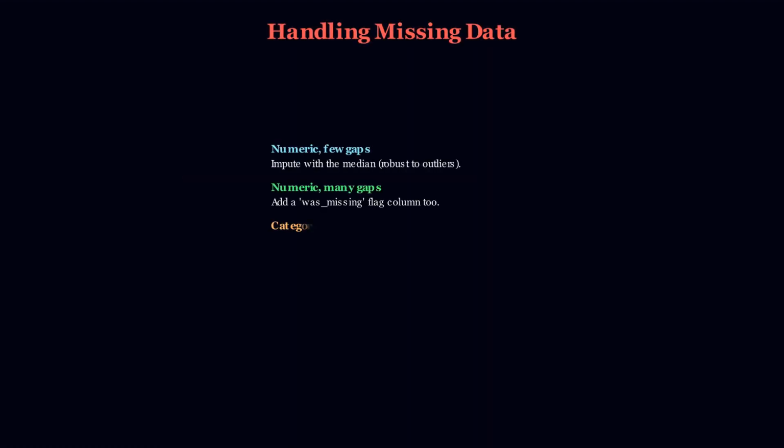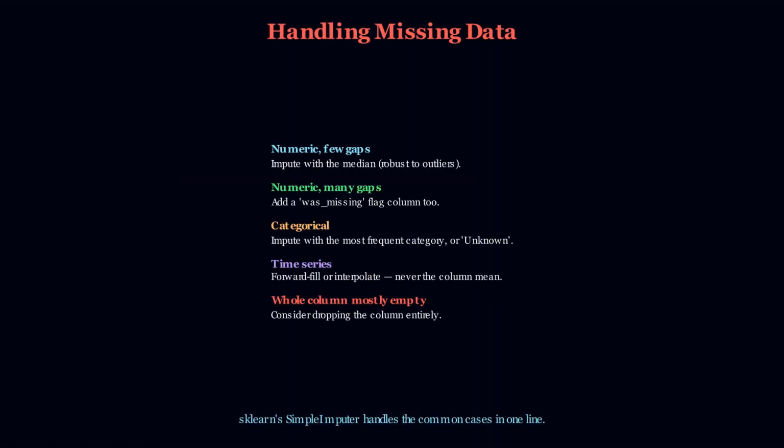Missing data isn't one problem. It's several, depending on context. Numeric column, a few gaps, impute with the median. Numeric column, many gaps, add a was-missing flag too. Categorical column, impute with the most frequent value, or unknown. A column that's mostly empty, consider dropping it entirely. Sklearn's simple imputer handles the common cases in one line.